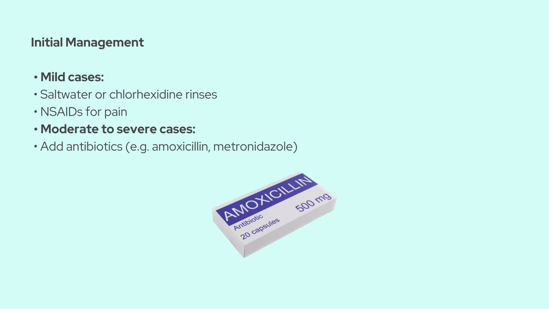Once you've confirmed it's pericoronitis, the treatment kind of depends on how bad things are. For mild or early cases, you can often just go conservative. That means guiding the patient on how to clean the area better using saltwater rinses or chlorhexidine mouthwash. Pain can usually be handled with NSAIDs, but if there's swelling, fever, or significant pain, then yeah, you'll probably need to start antibiotics like amoxicillin or metronidazole to get the infection under control.